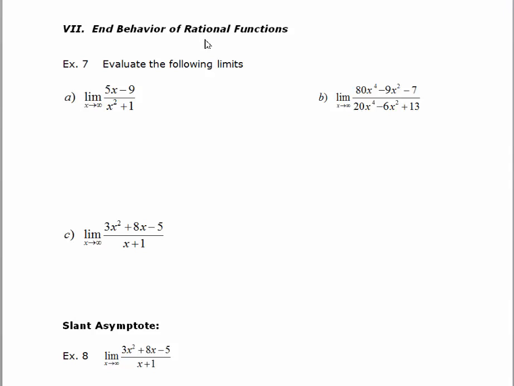Well, now let's look at the end behavior of rational functions. Since a rational function is just the quotient of two polynomial functions, and using the ideas of end behavior, when we evaluate the limit, we can take the limit as x approaches infinity of the leading term of each polynomial. So the limit as x approaches infinity of 5x minus 9 over x squared plus 1 would be the same as the limit as x approaches infinity of 5x over x squared.